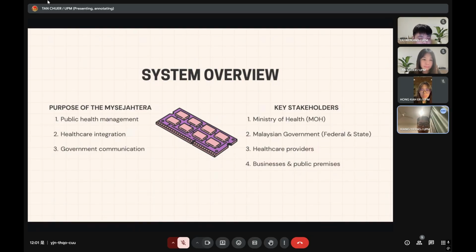In terms of key stakeholders, the Ministry of Health is the primary authority responsible for managing the platform. The Malaysian government, at both federal and state levels, also plays a major role in policy implementation and decision making. Healthcare providers such as hospitals and clinics use the system to support public health operations. In addition, businesses and public premises are stakeholders as they previously relied on MySejahtera for check-ins and compliance with health regulations.